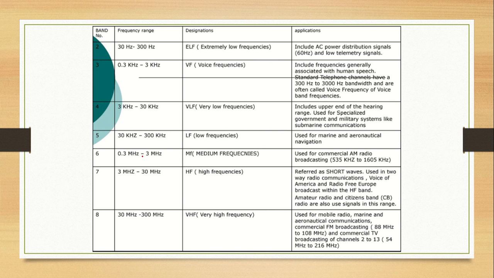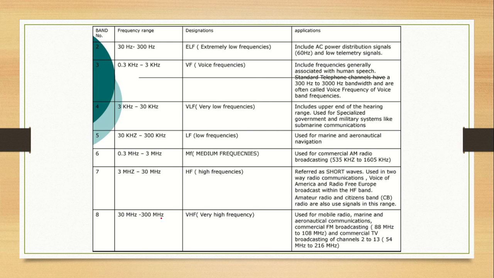Then 0.3 MHz to 3 MHz, that is medium frequencies. This is used for commercial AM radio broadcasting, that is from 535 kHz to 1605 kHz. Then from 3 MHz to 30 MHz, that is for high frequencies, referred to as short waves, used in two-way radio communications. Voice of America and Radio Free Europe broadcast within the HF, high frequency band. Amateur radio and citizen band CB radios also use signals in this range.